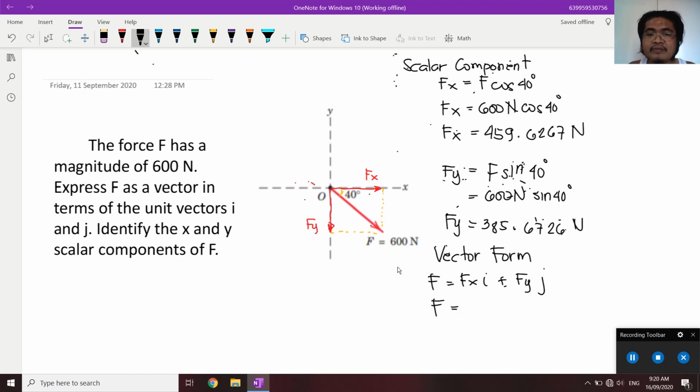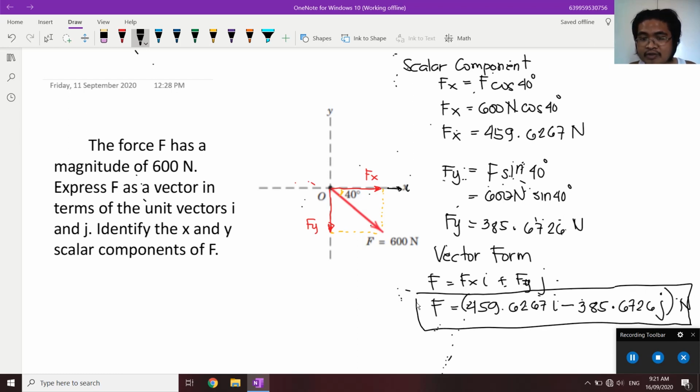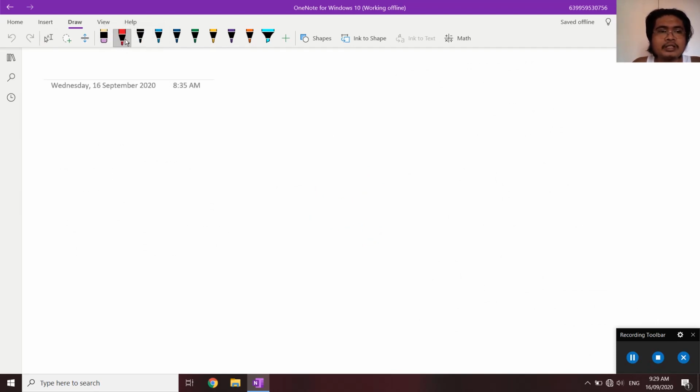So, the vector F, Fx points right, which is the positive i, right? So, that will be 459.6267 i, positive. Fy points downward, so that will be negative 385.6726 j. Here you can add newtons at the end. So, this is the vector form. We have answered the force in terms of its vector form, and we have also answered the scalar components Fx and Fy.